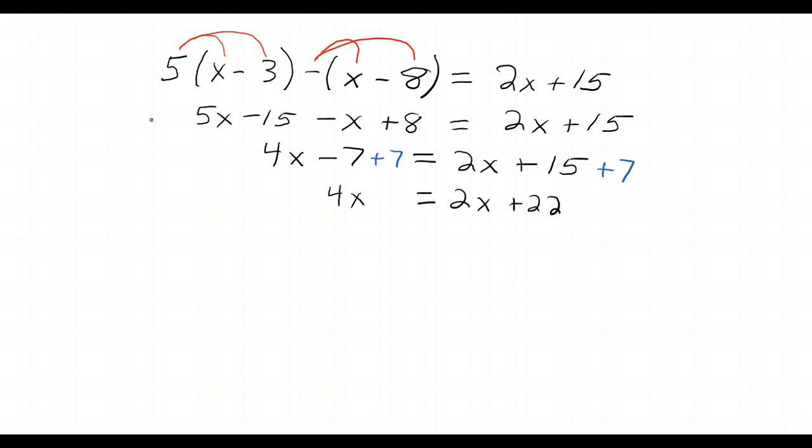sides. My next step is to get the x terms on the same side, so I'm going to subtract 2x from both sides. Then my last step would be to divide both sides by 2, and my answer is x equals 11.